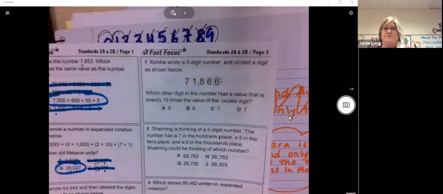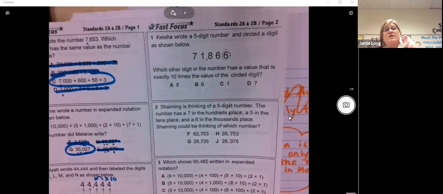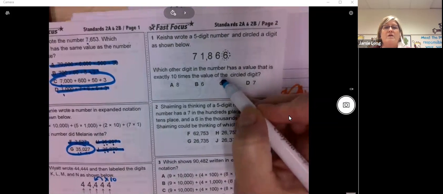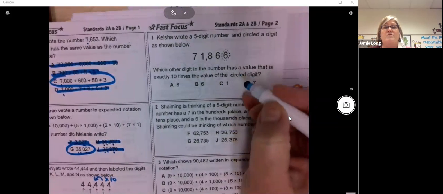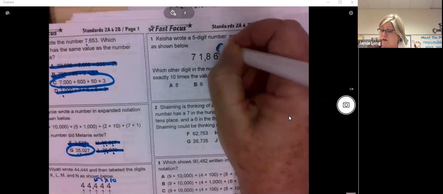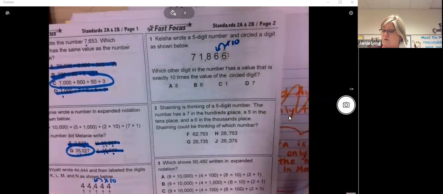Then working on the opposite side, Keisha wrote a 5-digit number and circled the digit as shown. And this is almost exactly like what we did in our notebooks today. Which other digit in the number has a value that is exactly 10 times the value of the circled digit? We did that today in class. We know that if we go left, it's going to be times 10. I kind of wrote it weird, but there you go.